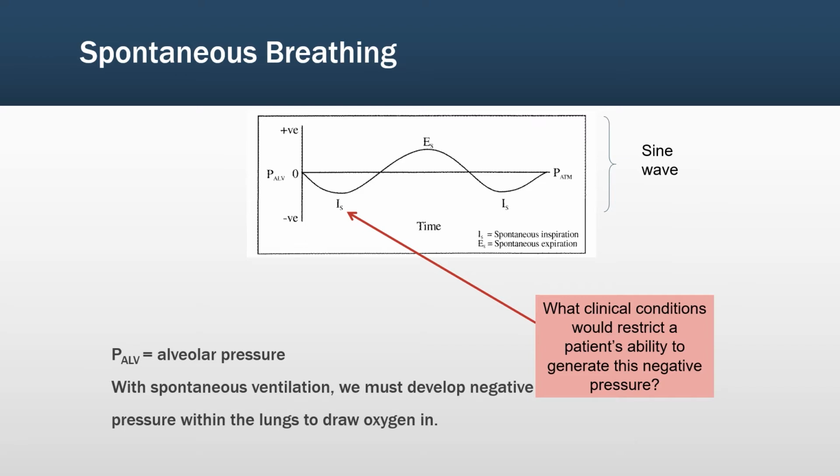So paralysis of the diaphragm renders it unable to contract and flatten, and would prevent the patient from generating sufficient negative pressure, as seen with a high cervical spine injury or drug-induced paralysis.